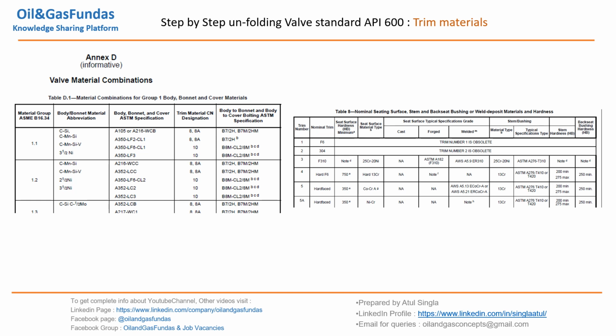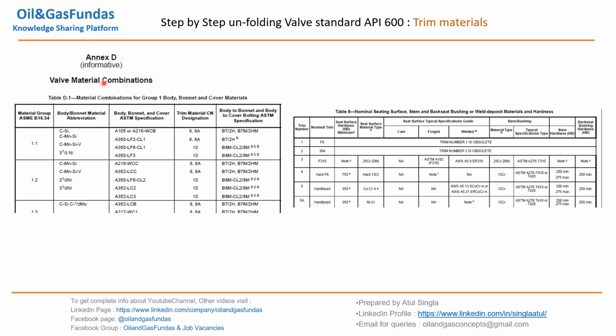Nominal trim, seat surface hardness, seat surface material, then seat surface casting, forging and welded, everything is mentioned. Then stem material, stem hardness, back seat bushing hardness. So once we know the trim number, we can refer to this table and get the trim materials. It is very easy to refer, so we don't have to remember all the trims all the time. We just have to know which standard we have to use and which table we have to refer to.